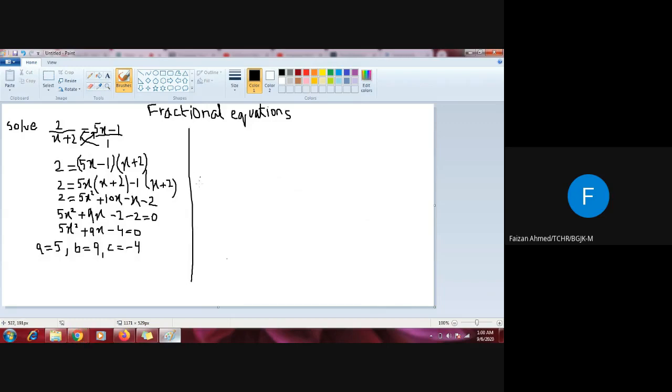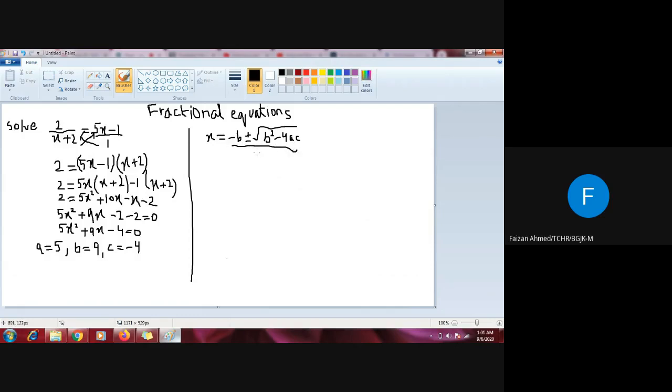Now I will write the formula. The quadratic formula is basically minus b plus minus square root of b square minus 4ac, and then divided by 2a.